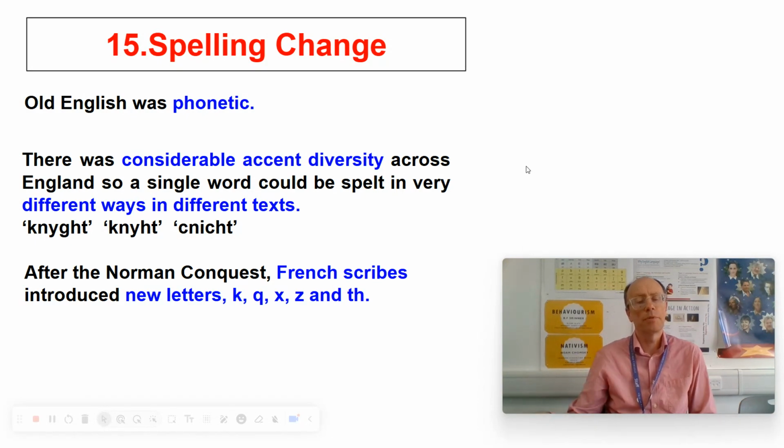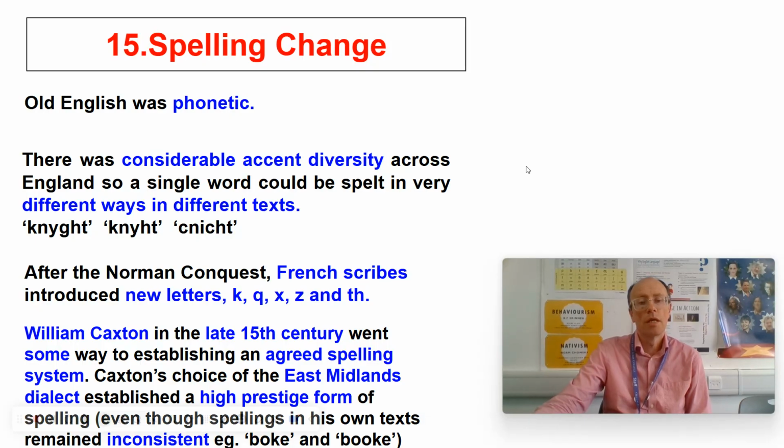The other thing that happens when the Normans arrive is that the French scribes start writing down Old English, and they introduce new letters. So they create the K, W, X, Z and TH. So they're importing them from Norman French conventions, and they're starting to write English with them.